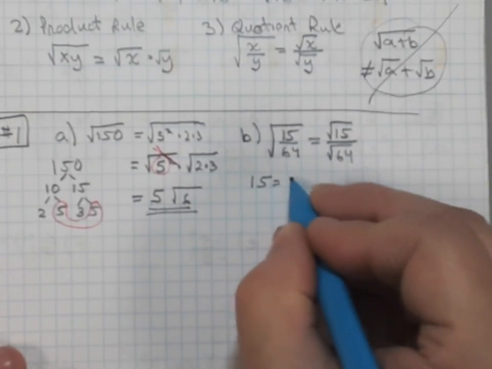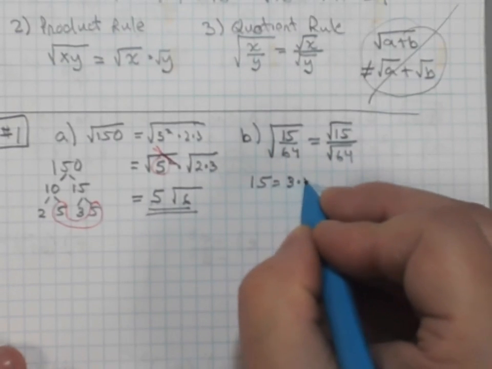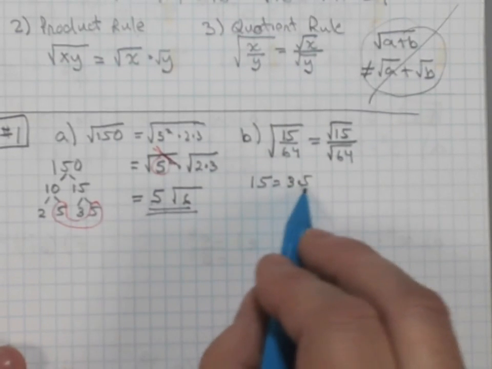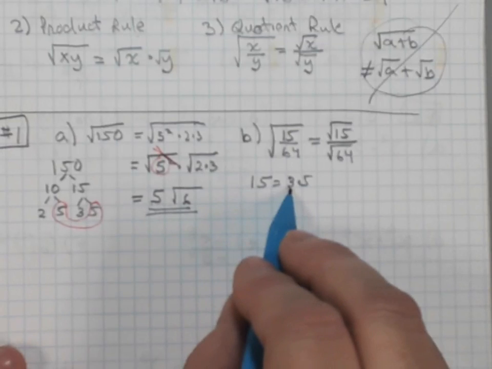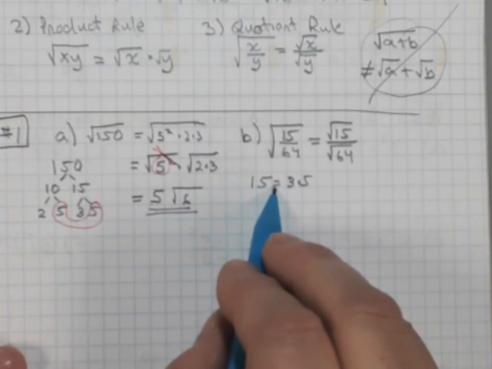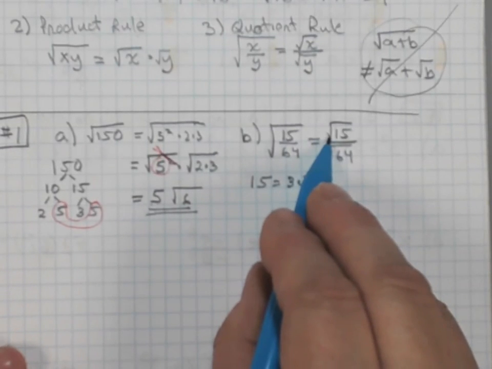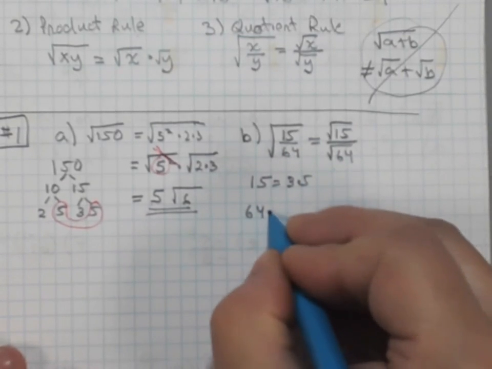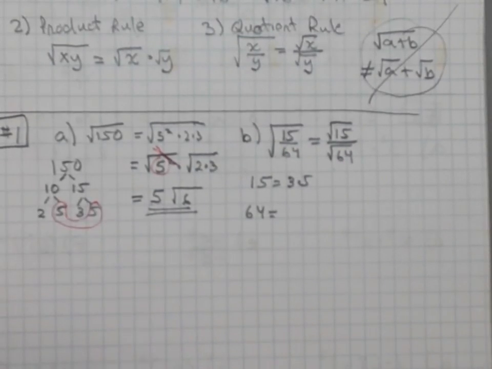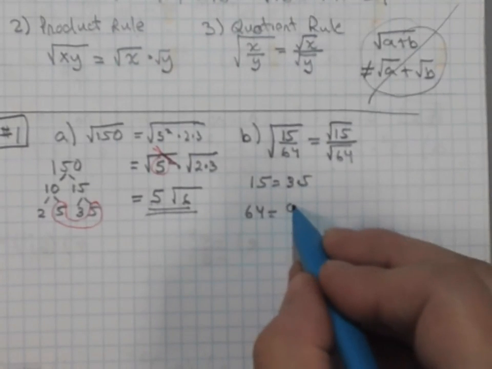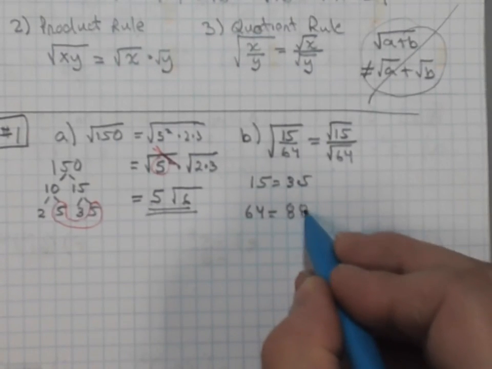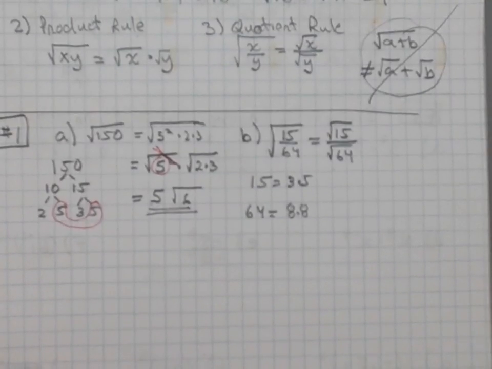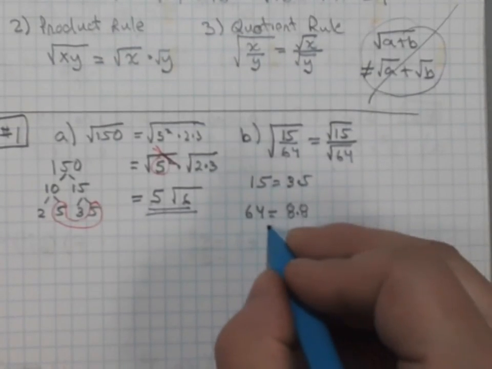So 15 is easy. That's 3 times 5. And those are prime, can't go any further. So I can't take the square root of any of those. So this numerator will not be simplified. Let's look at 64. If you need to break it down into multiple factors, fine, but I do remember it's 8 times 8. So I can rewrite this as 8 squared.